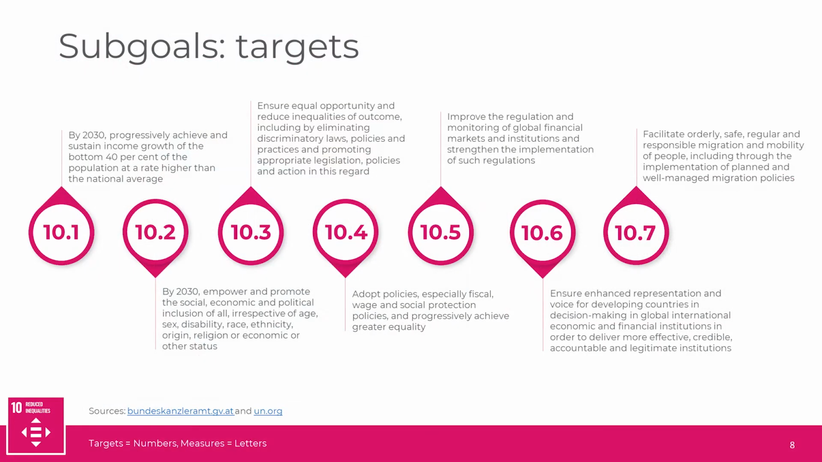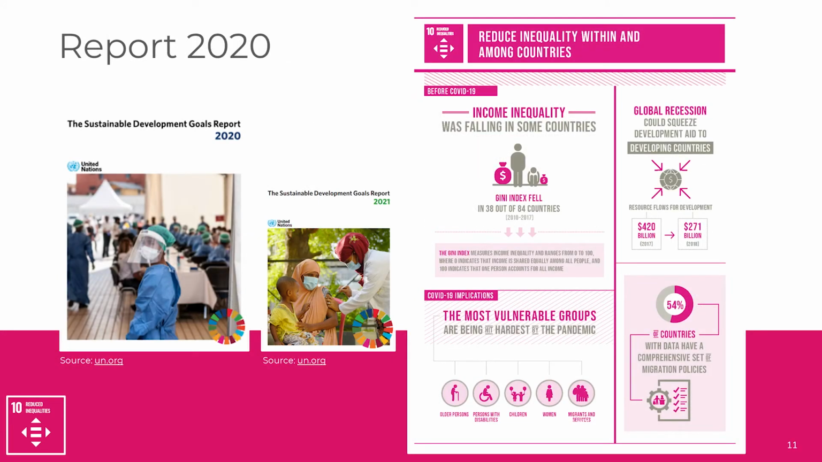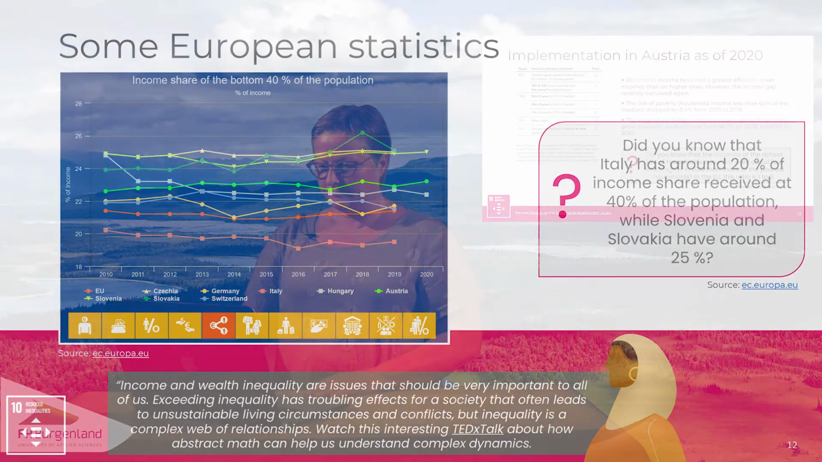There are 7 sub-goals or targets and 3 measures, so please go and check those out in detail. Please also go and read the report on Sustainability Development Goals for 2020 that shows you the status quo globally on this and other SDGs, and play with the tool that's provided in the European Statistics website, where you can compare different countries within Europe and their contribution and status quo of different aspects of inequalities.